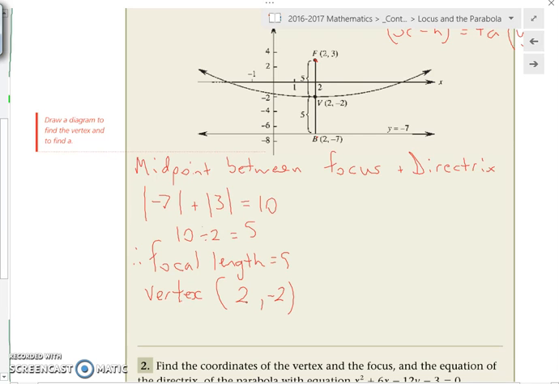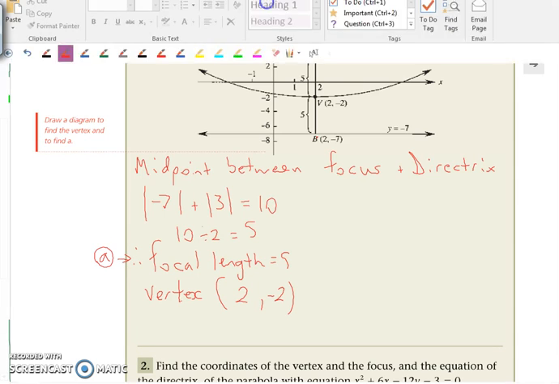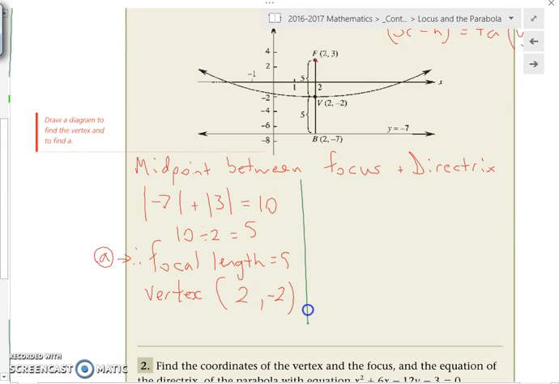Okay, so what have we got? We now have our h, and we have our k, and we have our a, don't we? Focal length is a. Sub, yes, we are subbing. Awesome. Okay, so we've got x minus 2 all squared equals 4 times 5 times y plus 2. You happy with that? Just substituting them in.